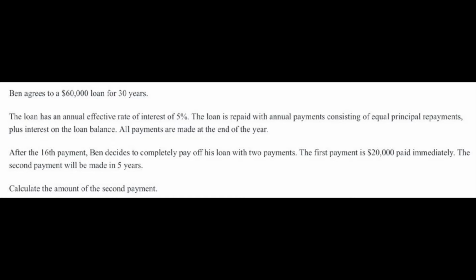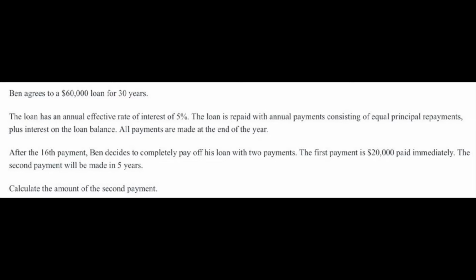So for this question, it's kind of trickier than the last few. It says Ben agrees to a $60,000 loan for 30 years. The loan has an annual effective interest rate of 5%. The loan is repaid with annual payments consisting of equal principal payments plus interest on the loan balance. All payments are made at the end of the year.